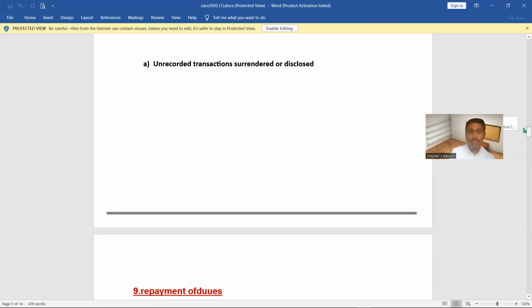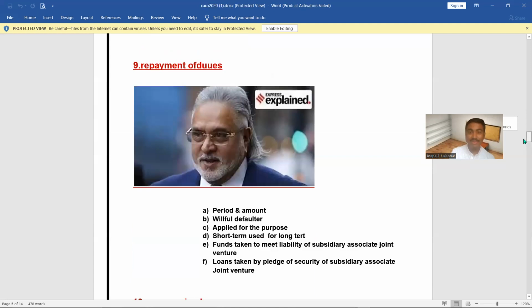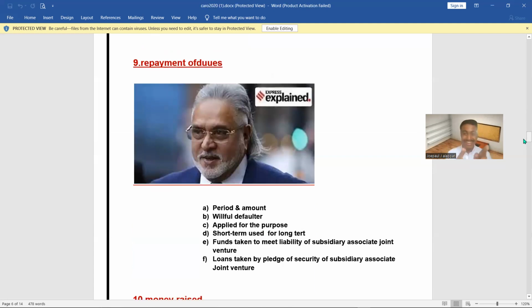Now, moving on to the ninth clause, my favorite clause. I know you are seeing a person. This person looks familiar to you, Vijay Malya. Yeah, repayment of dues. In the case of repayment of dues, you have to see 6 points. What is the amount and what is the period? That's the first point. Then you have to see whether you are a willful defaulter like this guy, this fellow.